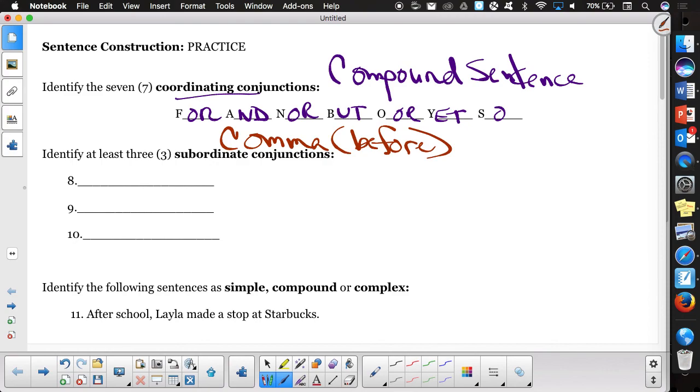All right? Identify at least 3 subordinate or subordinating conjunctions. So what would be subordinate conjunctions that we just wrote a list of them that we could use for dependent clauses in a complex sentence? Then? No, because those are our coordinating. These are the ones for the dependent clauses. So like "after" could be an example.